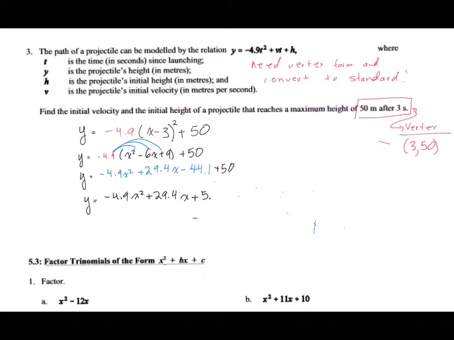5.9. So now, if I look back at the original equation, it said the initial velocity was the second term in that list, the one that had the single x term or t term. So our initial velocity is going to be 29.4 meters per second. And the initial height is going to be the starting height, which is just going to be 5.9. And that is at the end of our equation.